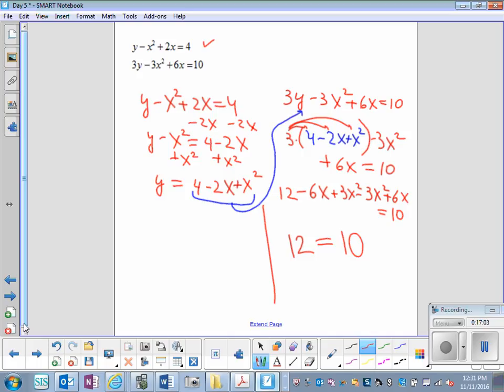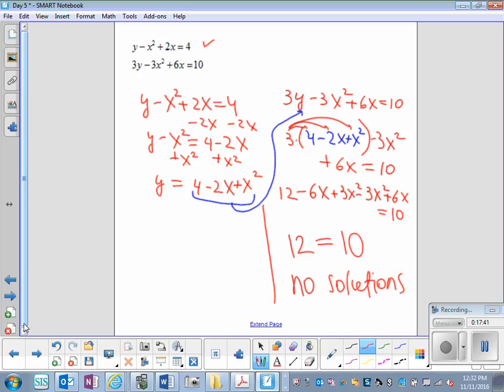What does this mean? No solutions, because after I did all this work, I have an equation that never works. It can never be true. Whatever x and y I choose, I get 12 equals 10, which is a false statement. So the answer for this whole problem, both equations, is no solutions to this system. Each equation separately has many solutions, ordered pairs x, y, but the system as a whole has no solution.